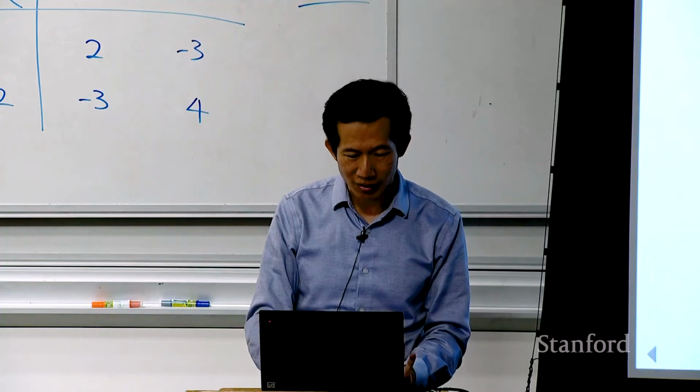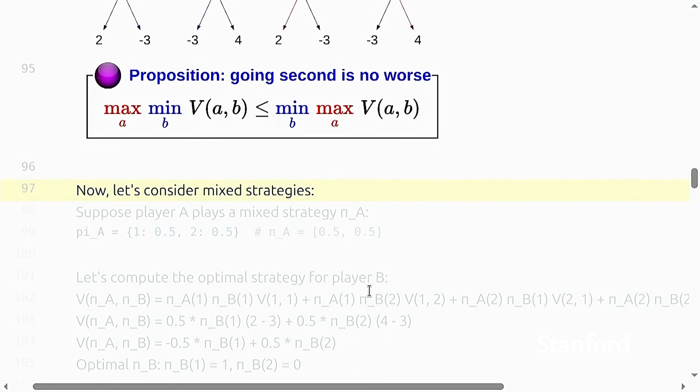Let's see what happens for mixed strategies now. Okay, so suppose player A plays a mixed strategy. This is a little bit of a strange thing, but what this means is that player A announces their strategy: I'm going to flip a coin, and if it's heads, I'm going to play 1. If it's tails, I'm going to play 2. That is what is meant by player A playing a mixed strategy. They're not flipping the coin yet, but they're announcing the strategy.